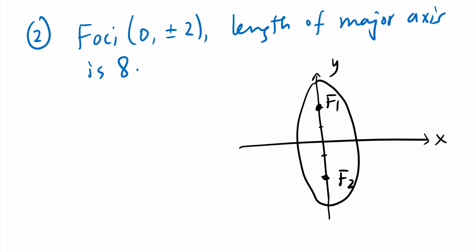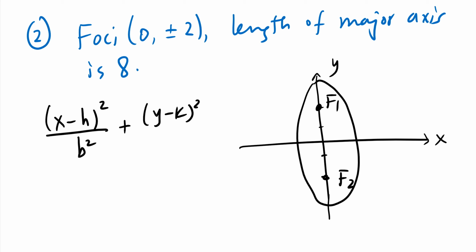So this tells me that the equation is going to be (x − h)² over b², not a², and (y − k)² over a² equals 1. So what can I get out of this? Let's see. The center is always halfway between the foci, or the vertices, or the co-vertices. So it's going to be here at (0, 0). That's the midpoint between F1 and F2. So I already know h is 0 and k is 0.